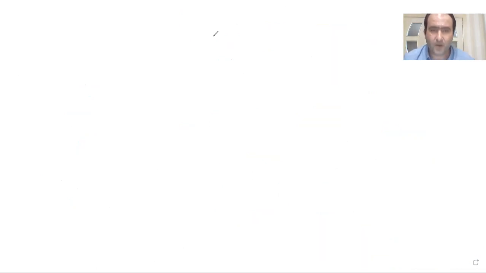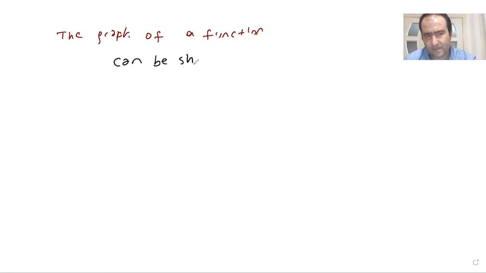And about functions in the SAT exam, the graph of a function can be shifted in the coordinate plane, okay?